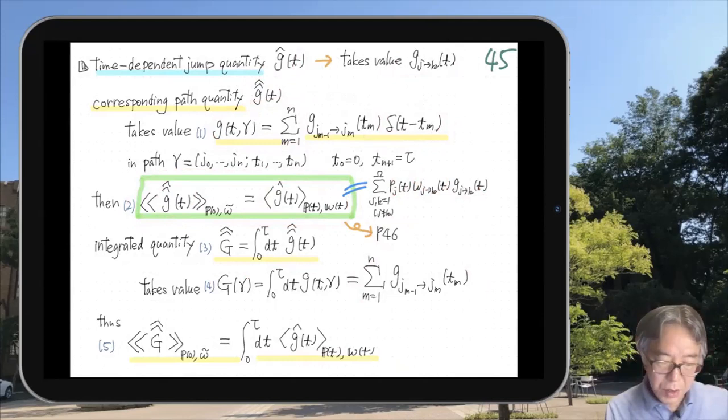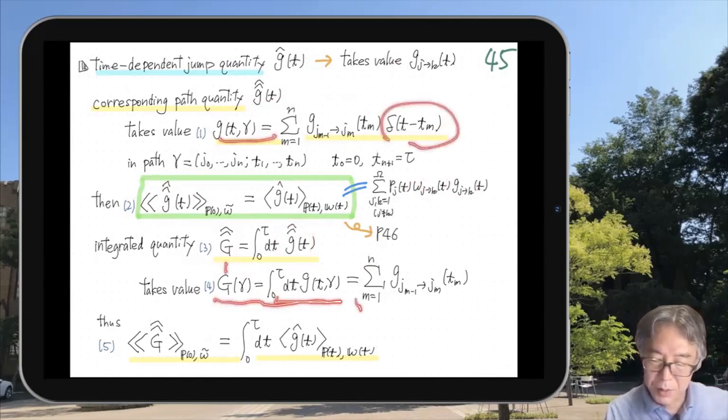Again, we can consider the integrated quantity uppercase G double hat and define it like this, and then it takes this value, which is the integration of this. And as I said, now we can integrate the delta function to get this.